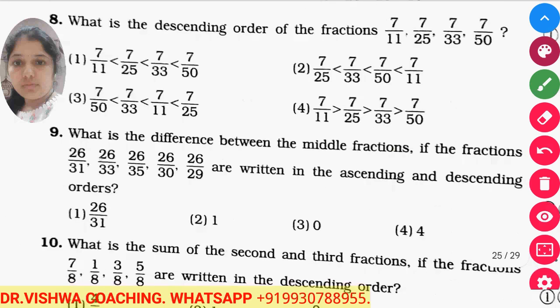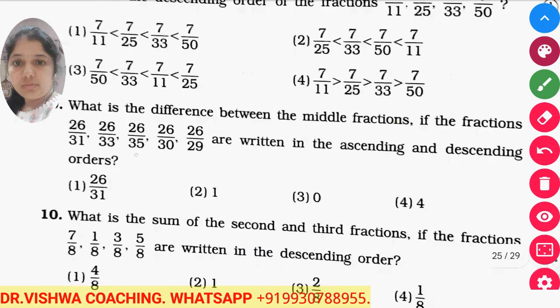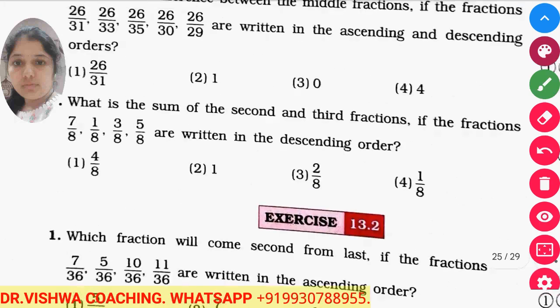Okay. Now, what is the difference between the middle fractions if the fractions are written in the ascending order? Now you arrange in the ascending and descending order, see which one comes in the middle, and find the difference between them. Now see, there are 5 fractions. So the middle number will come at the same position whether you arrange in ascending or descending order. And when you find the difference between them, your answer must be 0. Okay, but you solve and then you conclude.